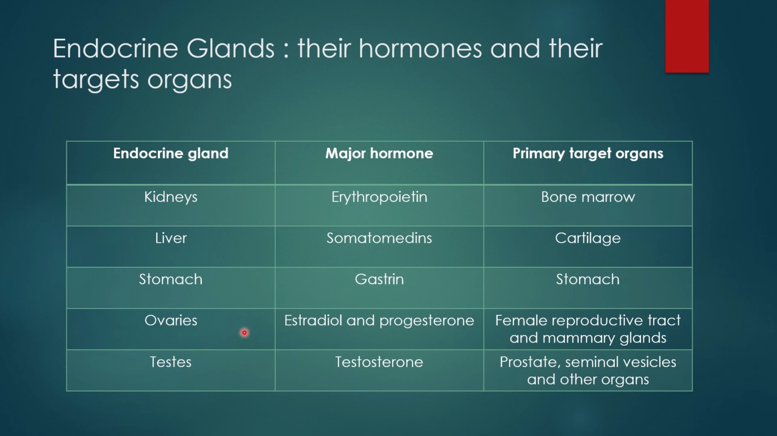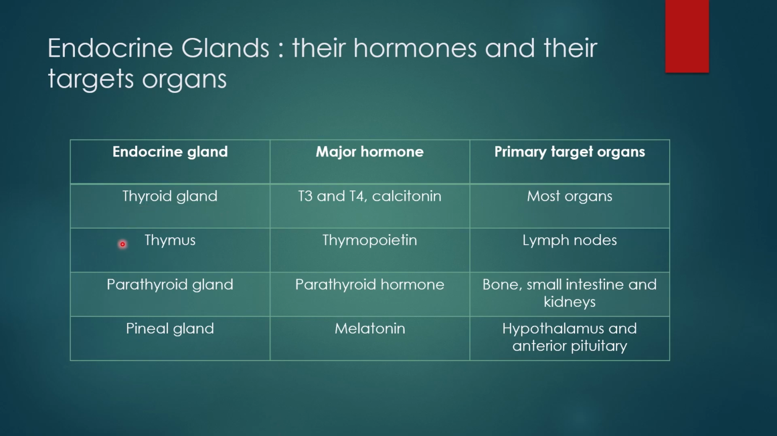Ovaries. Ovaries are a female reproductive part. The ovaries produce estradiol and progesterone hormones. These hormones target the female reproductive tract and mammary glands. Testis, which is a male reproductive part, produces testosterone. This hormone targets the prostate gland, seminal vesicles, and other organs.